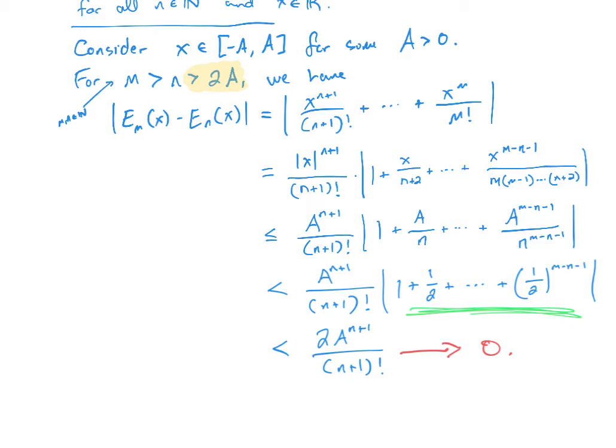Is that okay? Are you willing to believe me on that limit? Have we done that limit? I believe we have. So what you're saying so far is that basically for any epsilon, we can pick n large enough that 2a to the n plus 1 over n plus 1 factorial will be less than epsilon. Yeah, although the epsilon will depend on a. Mm-hmm.